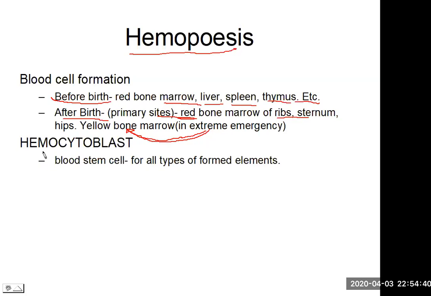And the cell involved in producing and creating all types of formed elements, you see the term here, hemocytoblast. So just think about that ending there, that root term, the blast. So that young cell that could differentiate into forming all the various types of formed elements.